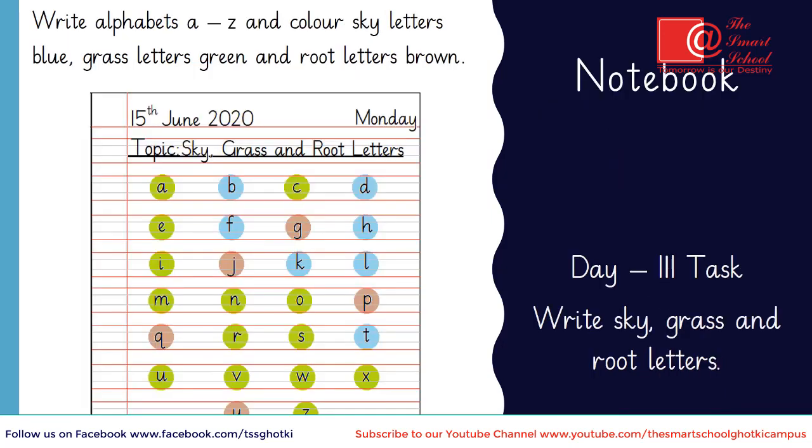This is your day 3 task. This task should be done in your notebook. You need to write all the alphabets starting from A till Z in your notebook, and then you need to color sky letters blue, grass letters green and root letters brown as shown in the sample picture.